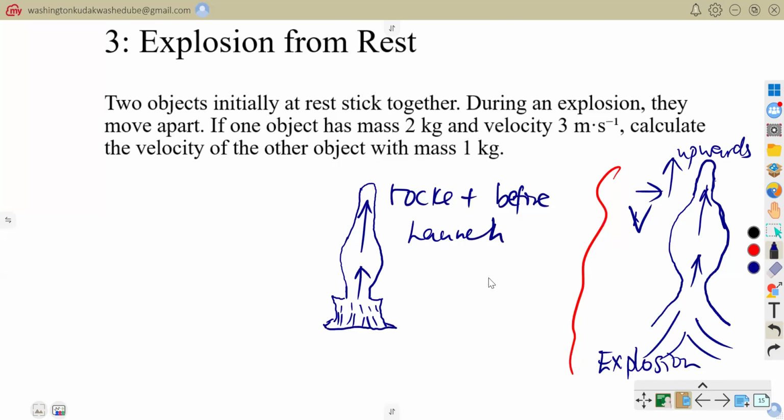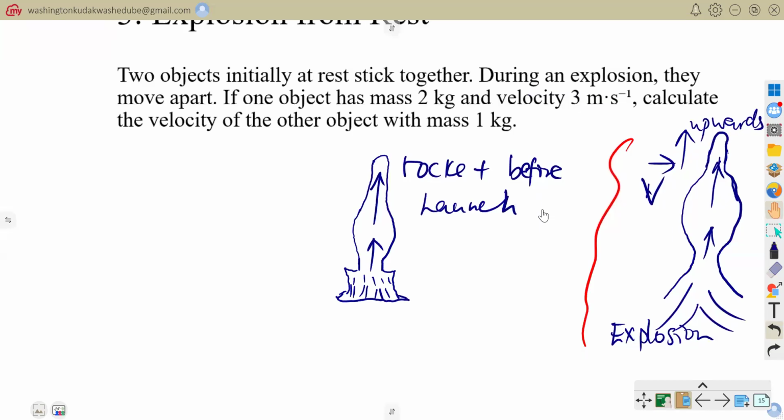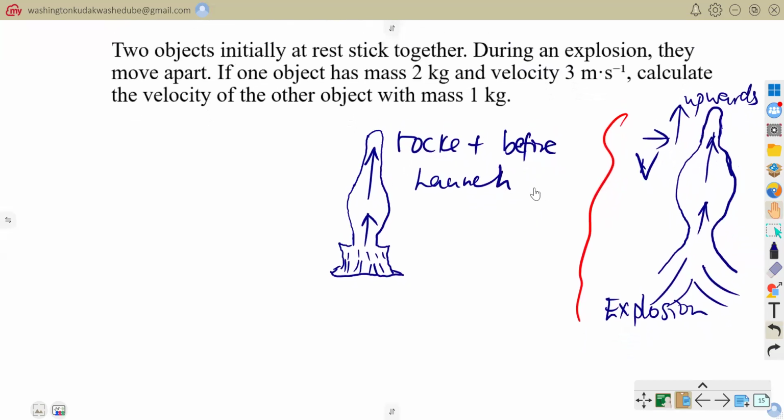So for those who know and understand how a rocket launches, a rocket has got its fuel. So that fuel is the one that is ignited. Once it's ignited, it explodes. When the fuel explodes, our rocket launches. So that fuel explosion is the one that gives our rocket the initial velocity. So this is the scenario that they might actually refer to. So now let's hear what they are saying in this example.